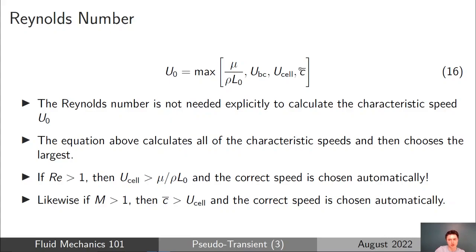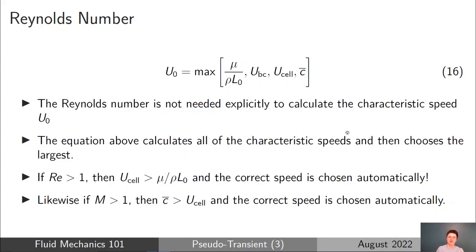And the same holds true with the speed of sound as well. If the average speed of sound happens to be greater than the maximum velocity in the mesh and the maximum velocity on the boundary, then that means that the Mach number is likely to be less than 1 for the CFD domain. And so this expression is really able to account for differences in Reynolds number and Mach number. By calculating all of these speeds individually and then taking the maximum, we're automatically identifying and choosing the right characteristic speed depending on the Reynolds number and the Mach number.